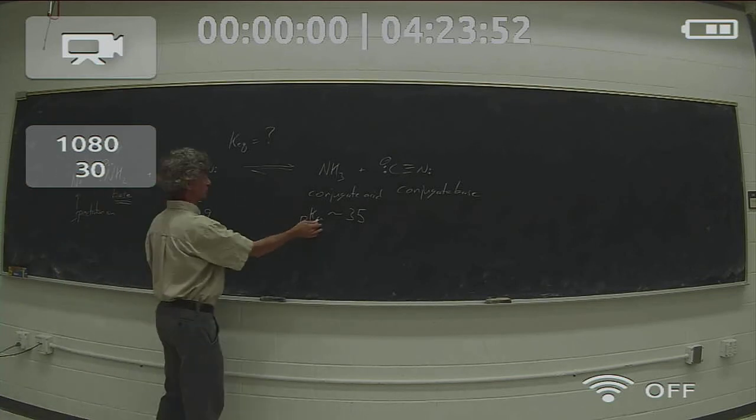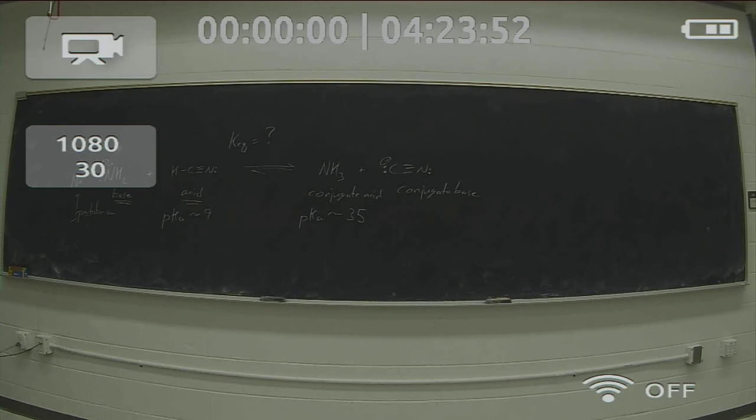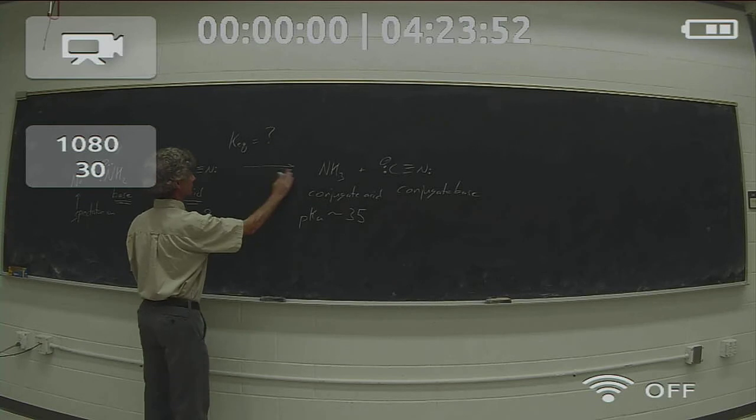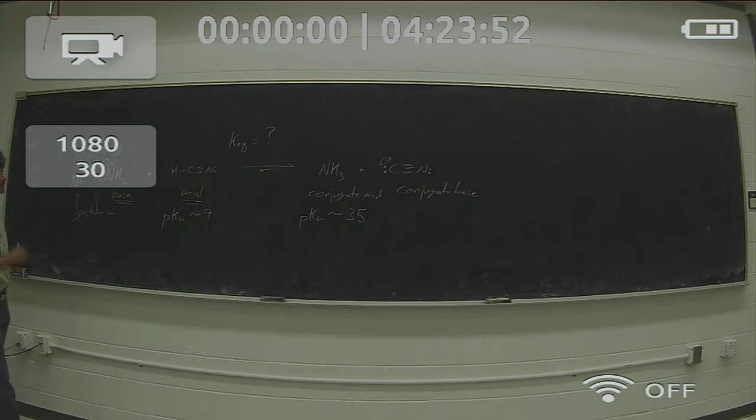35 is a much larger pKa value, and therefore a much smaller Ka value, than 9. So we know that HCN is a much stronger acid than ammonia. So we in fact know that this equilibrium is going to lie relatively strongly to the right. But how strongly? What's the actual numerical value for the equilibrium constant? There are two ways to approach that.